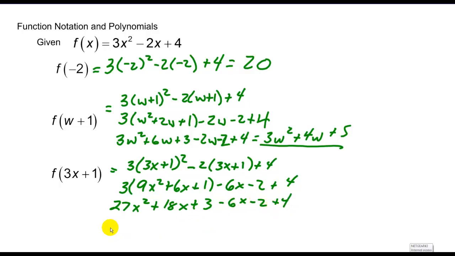Like terms, 27x squared, 18 minus 6 is 12x. 3 minus 2 is 1, plus 4 is 5. There's my solution.